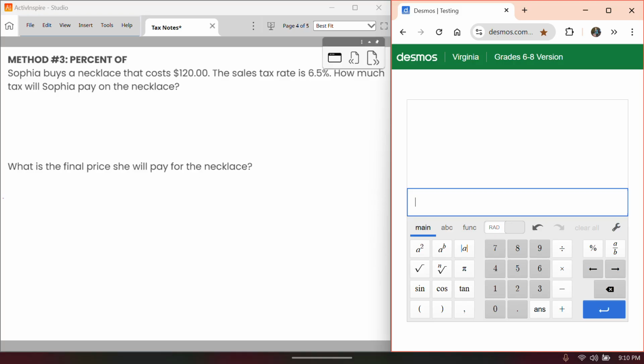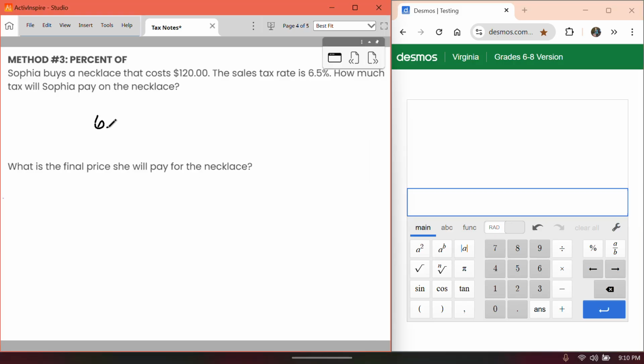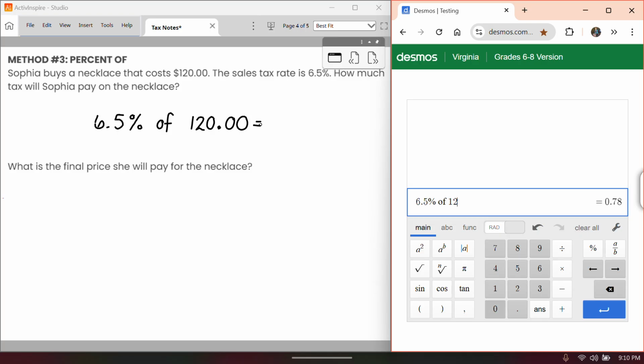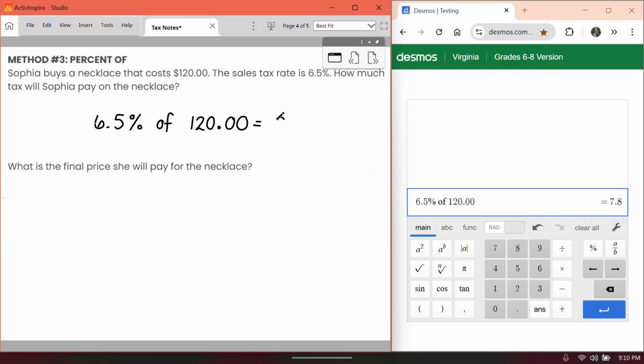So all we have to do for this is take whatever the percent is, whether it's pretty or yucky or whatever, type it into Desmos, type in the price of the item, and then it will give me my answer. So 6.5% of $120 is $7.80. So to answer how much tax will Sophia pay, it's $7.80.